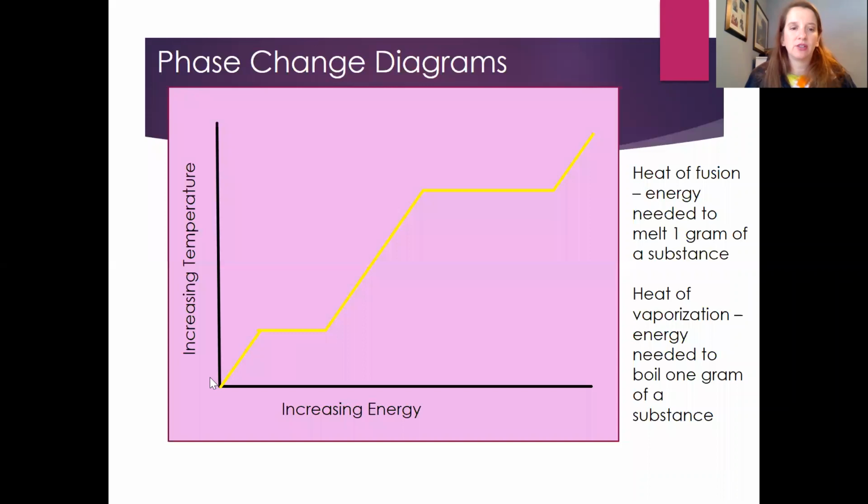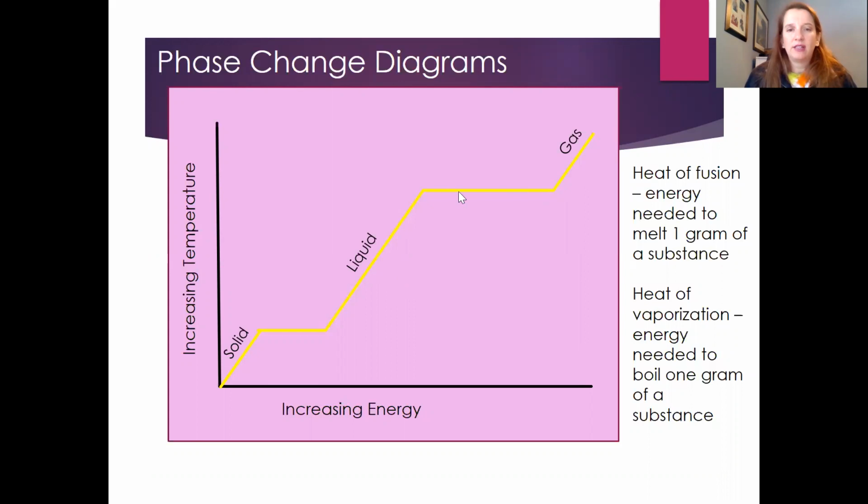So which state of matter has low energy at low temperatures? Well, that's going to be your solid. And then the next diagonal is going to be your liquid. And which state of matter has high energy at high temperatures? Well, that's going to be your gas.